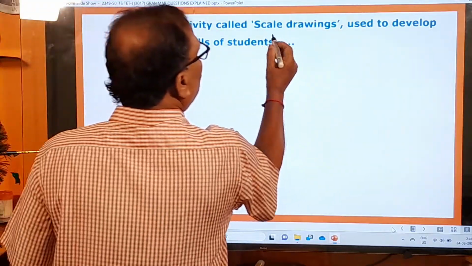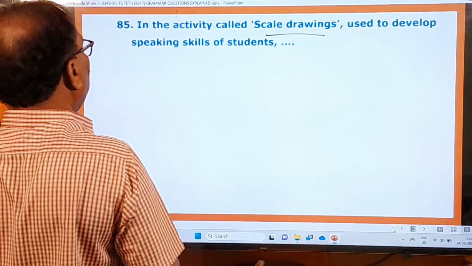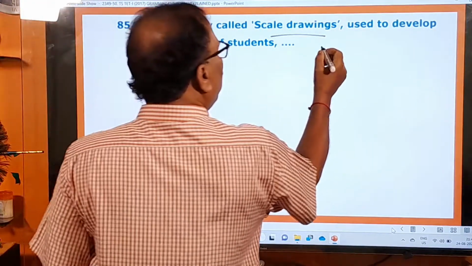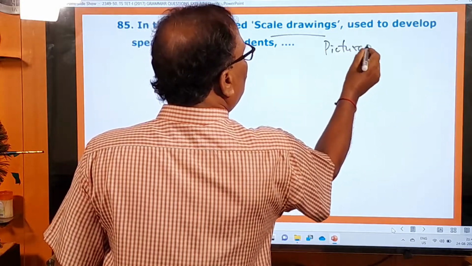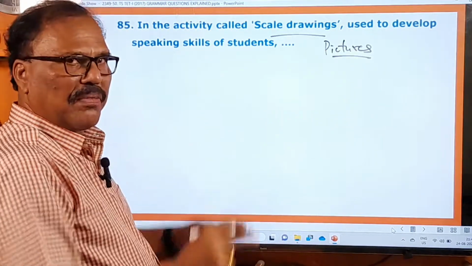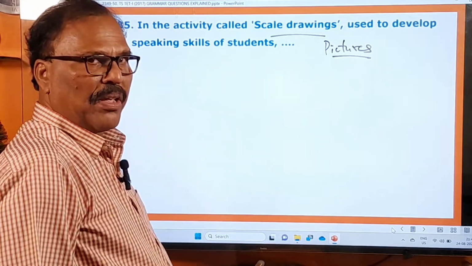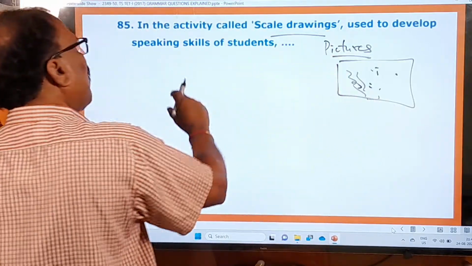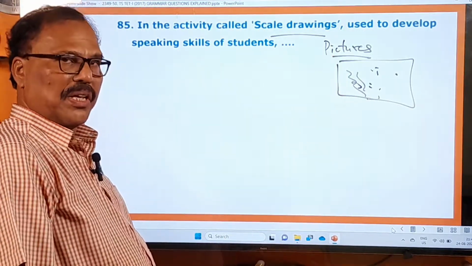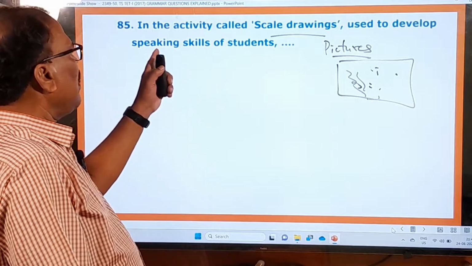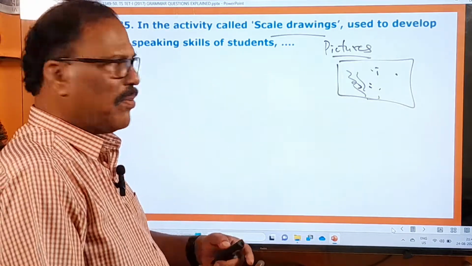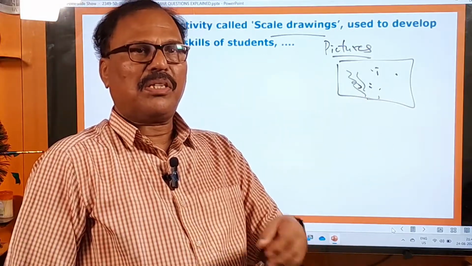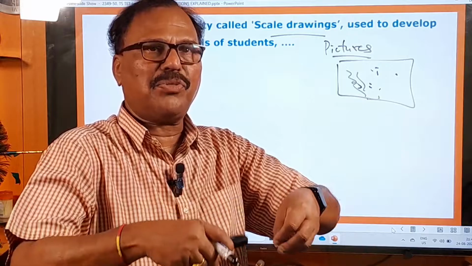In the activity called scale drawings, used to develop speaking skills of students. Scale drawings means some pictures are given. In teaching the language, some pictures are given and you have to describe the pictures, some drawing is given, and you have to describe the picture in your own words. So the students will use their own language to describe that picture.